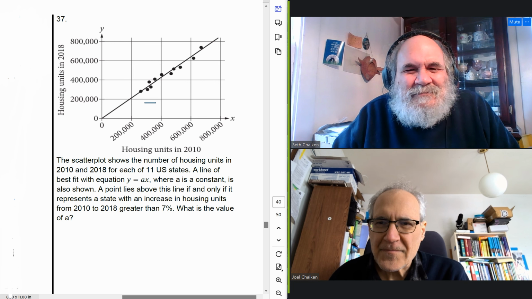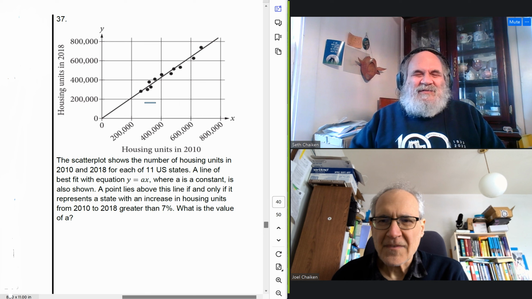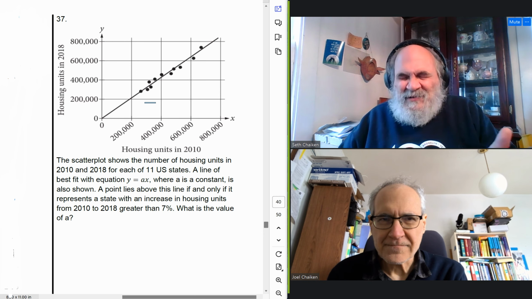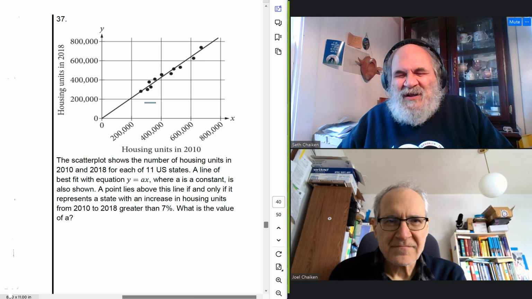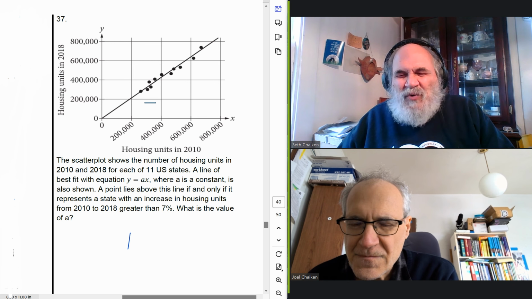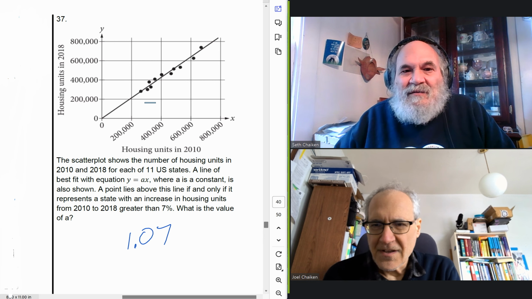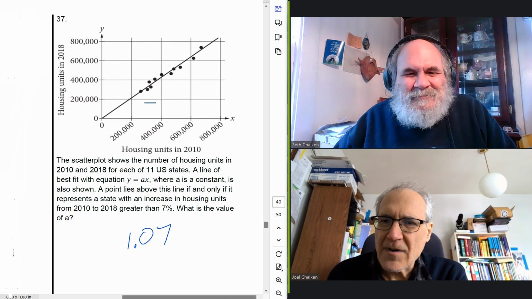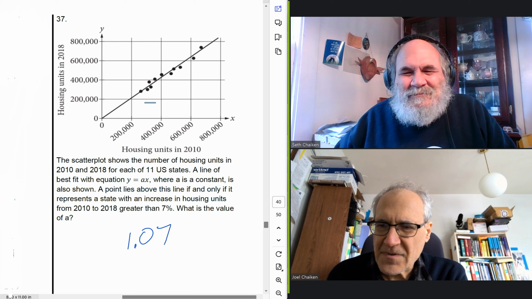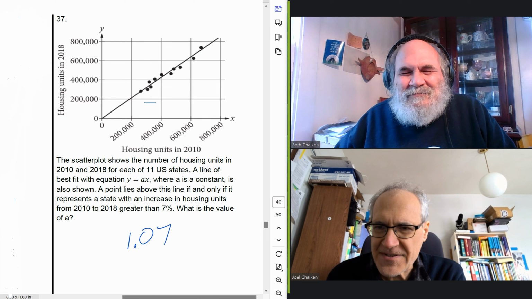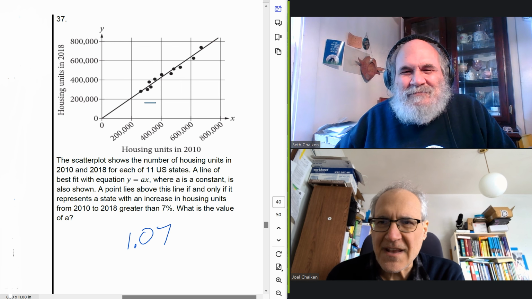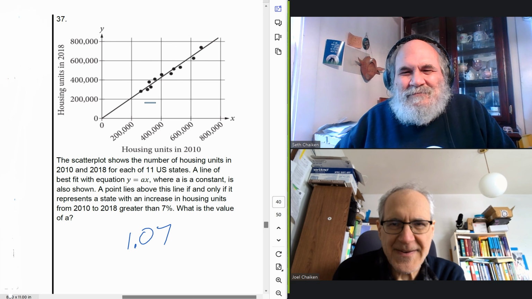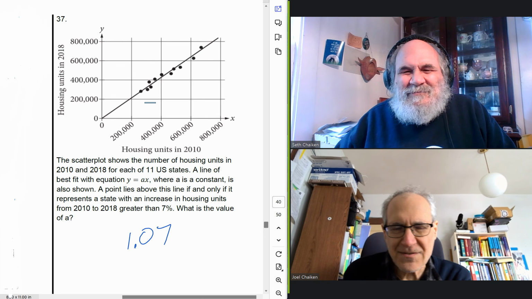So the value of a is 1 plus 7%, which is 1 and 7/100ths. So the answer to this question is 1.07. Well, because it is a comparison between how much increase there was on a percentage basis, or as a ratio, between 2018 and 2010.